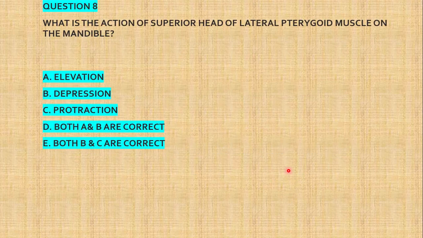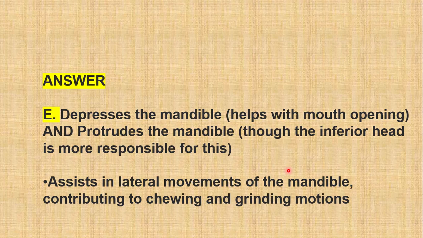Question 8. What is the action of the superior head of the lateral pterygoid muscle on the mandible? A. Elevation. B. Depression. C. Protraction. D. Both A and B are correct. E. Both B and C are correct. And the lateral pterygoid muscle is very much responsible for depression and protraction. So the answer is option E. It depresses the mandible and it protrudes the mandible.